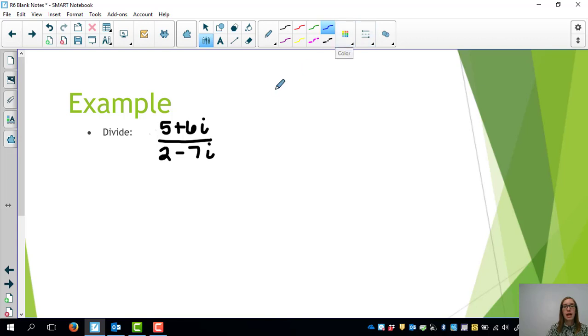So here we have an i in the denominator. We have 2 minus 7i. That represents a square root, so we want to get rid of it. We can get rid of it by multiplying by the conjugate. Well, we have 2 minus 7i. Its conjugate would be 2 plus 7i. But we're only allowed to multiply by 1. That's the identity. So we also have to multiply by 2 plus 7i in the numerator.